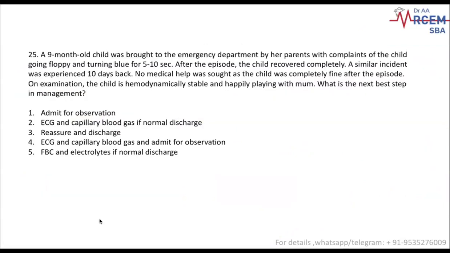A 9 month old child was brought to the OPD by the parents complaining of the child being completely floppy, turning blue, lasting for around 5 to 10 seconds. The kid has completely recovered. The child experienced a similar episode 10 days back. They didn't seek any care because the child completely recovered. He is currently completely stable and happily playing with the mom. What is the next best step?